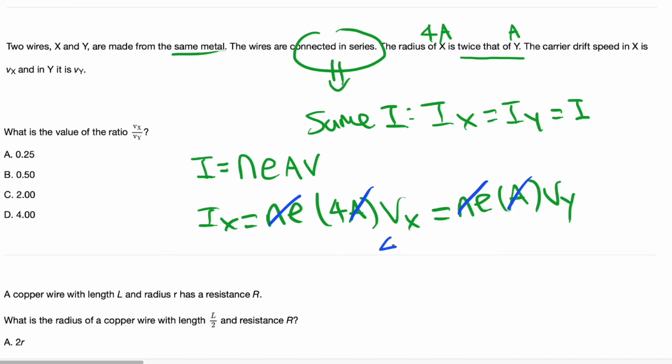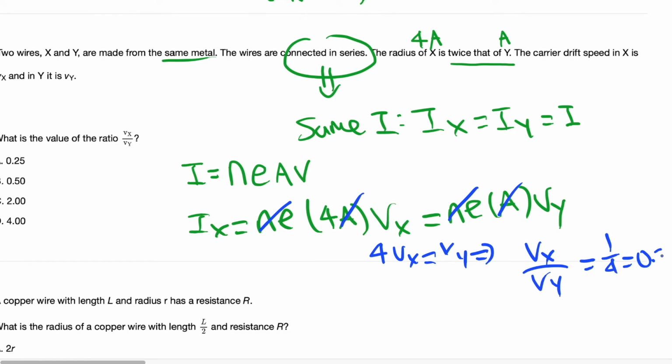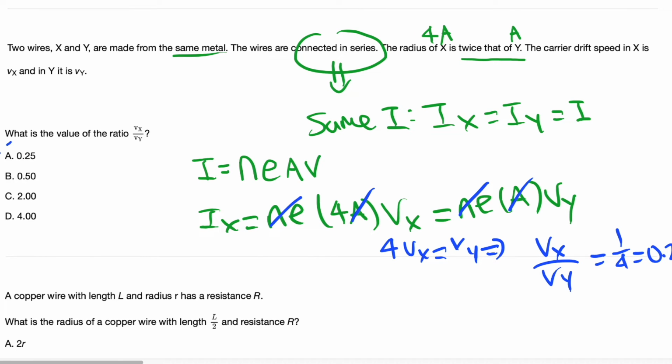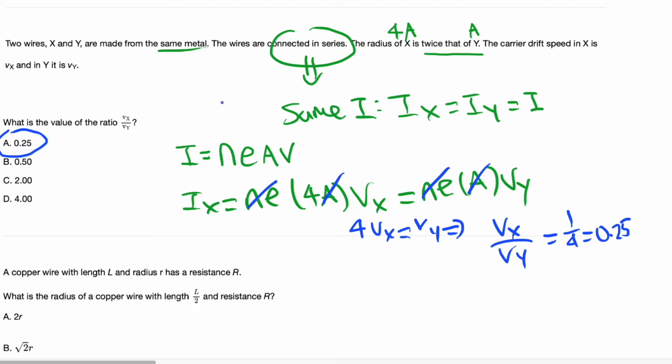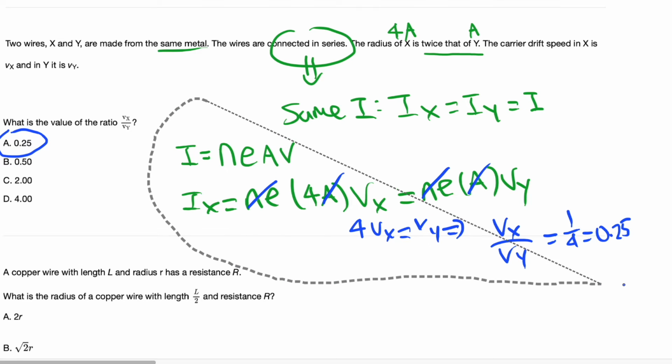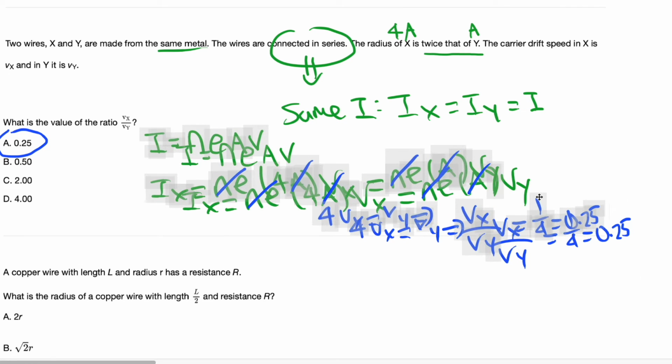So 4Vx is going to be equal to Vy, which tells us that Vx divided by Vy is equal to 1/4, which is 0.25. So the answer will be A, right? So this is the answer here. So let me move this upward a little bit.